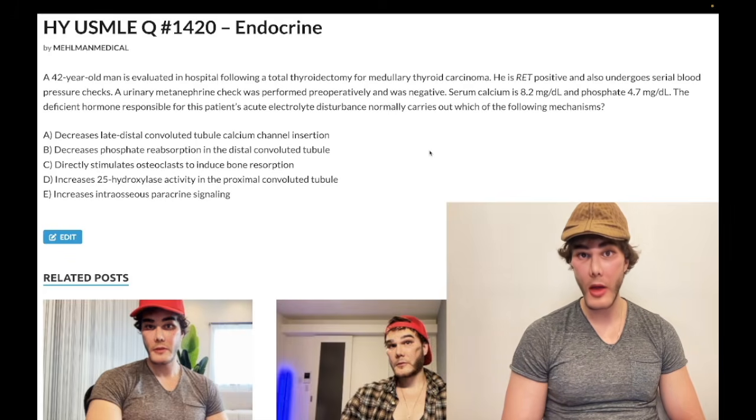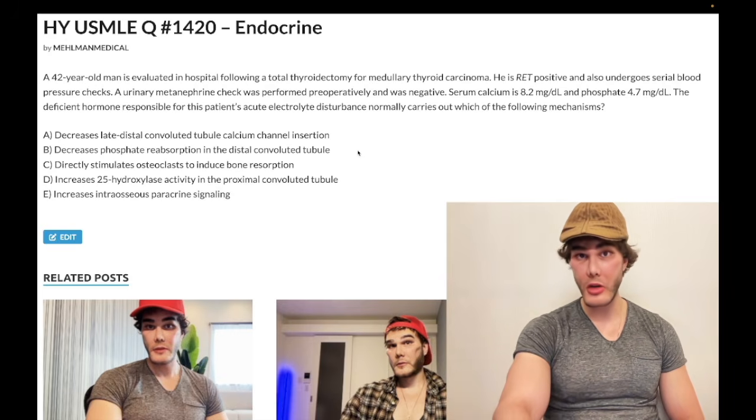Now, this patient had a thyroidectomy with subsequent hypoparathyroidism because we remove the parathyroid glands when we do a thyroidectomy. Calcium's low at 8.2, should be 8.4 to 10.2. Phosphate's high at 4.7, should be 3 to 4.5. And then we're just asking which of the following is a normal physiologic function of PTH.